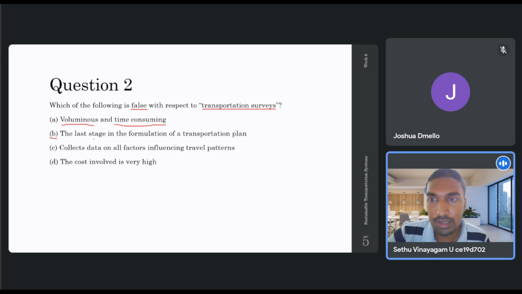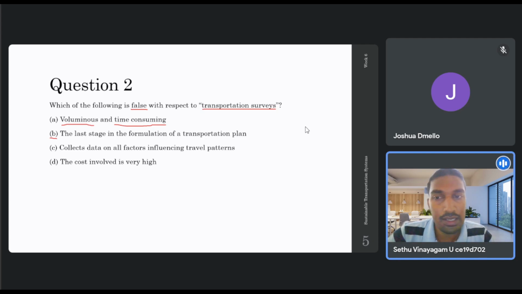So it says that the transportation survey is the last stage of the transportation planning. So that is incorrect. Why? Because when we want to do the planning, survey has to be one of the first steps, right? Because based on the current conditions only, we can determine the future. We can get an estimate of the future state, and then we can plan or design for that, right?